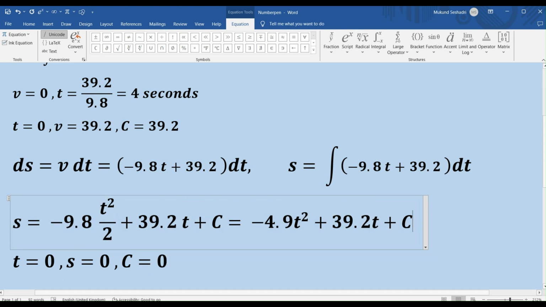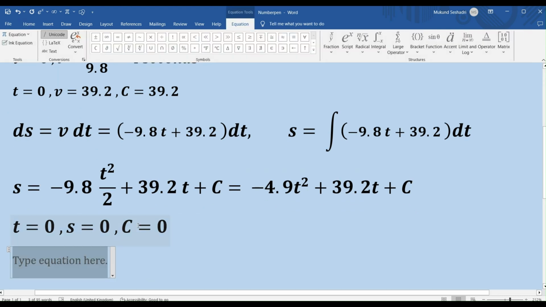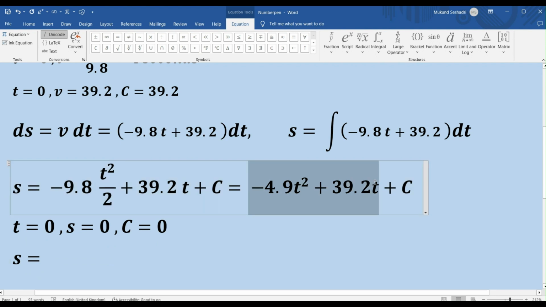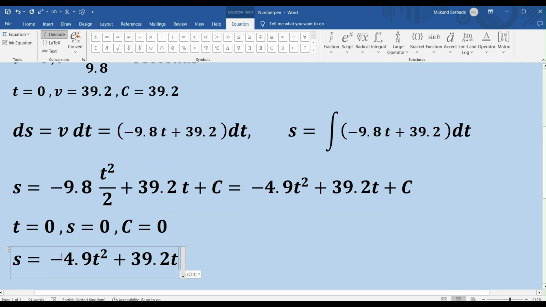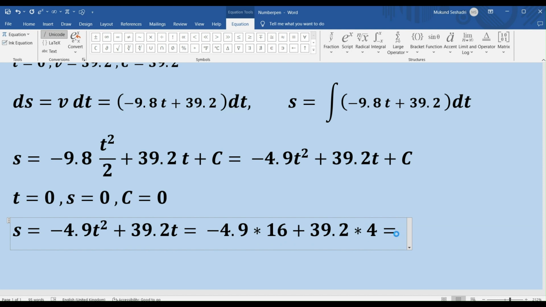And therefore, I know what is my distance traveled by the ball at any point of time when it moves upward, right? So I have my s equal to, since my c is 0, my equation is minus 4.9 t squared plus 39.2 t, right? So at t equals 4 seconds, which is when the ball reverses its direction, I have minus 4.9 into t squared, which is 16, plus 39.2 into t, which is 4, right? Let's write it like this: 78.4.